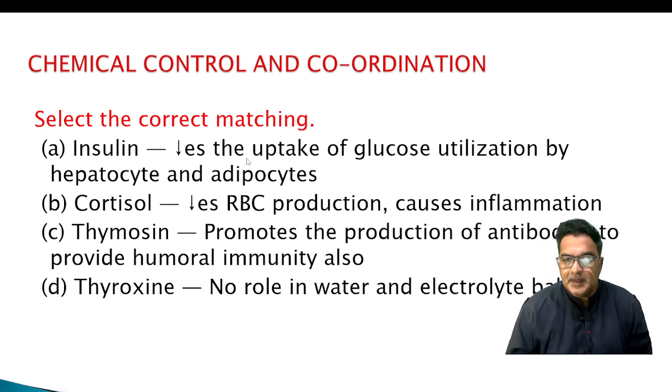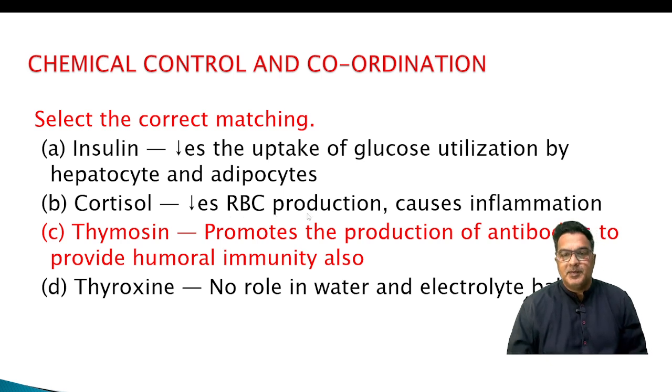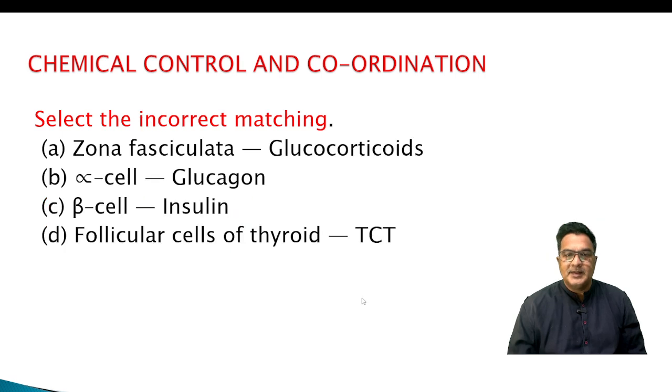Insulin decreases the uptake of glucose utilization? No, it increases the uptake of glucose utilization. Cortisol decreases RBC production, causes inflammation? No, it increases RBC production. Thymosin promotes the production of antibodies to provide humoral immunity. Yes, along with cell mediated immunity, it also promotes the production of antibodies to provide the humoral immunity. Then thyroxine, no role in water and electrolyte balance? Thyroxine has a role in water and electrolyte balance.